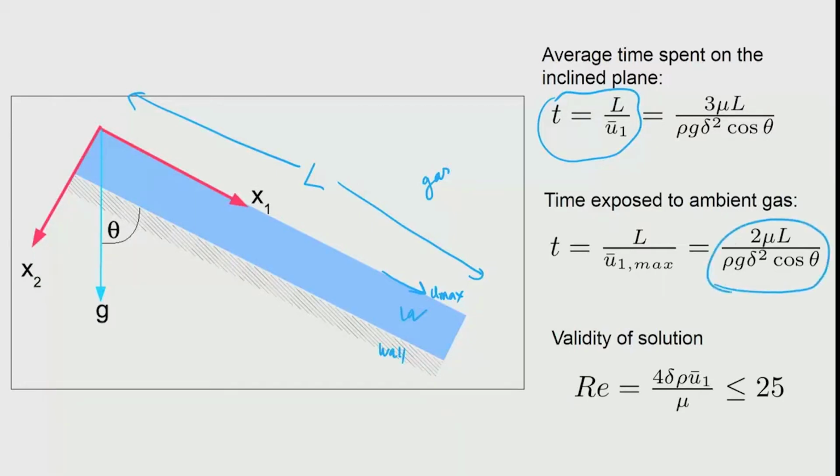Okay. And that would be basically 2/3 of the average time that is spent. Okay, less than the average time spent. Okay. And when we substitute all the numbers, we must always ensure that the solution we obtained is valid.